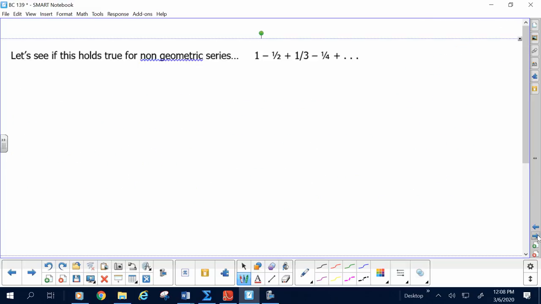Now let's see if this is just a geometric kind of byproduct or if this might hold true for everything. So if you get out your calculator here, you're going to need it. Let's look at this alternating harmonic series, right? We're not going to do any trig, but I just wanted to warn you that the calculator is in degrees, but I don't think it'll matter for today's lesson.